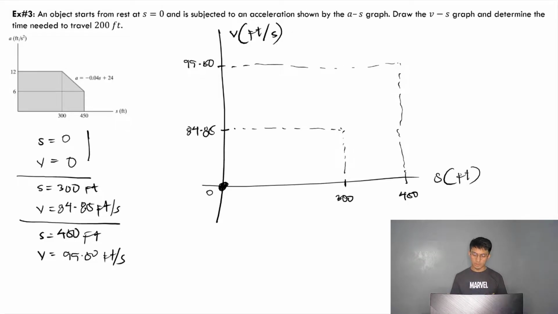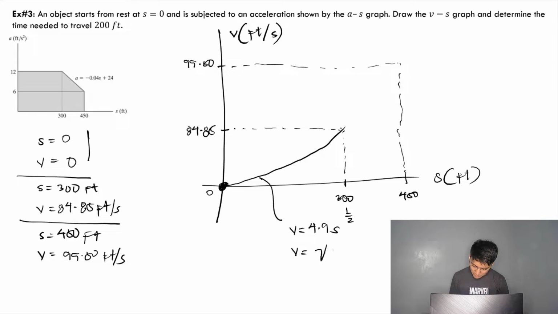So, eto ngayon yung ating VS graph. Let's say, papaganyan siya, kasi hindi straight line to. Unang-una, makikita natin dun sa equation. Ang equation nito, we have V is equal to 4.9 S raised to 1 half, or in-arrange ko lang, ito yung kanina na equation na square root of 24S. Ayan yun.